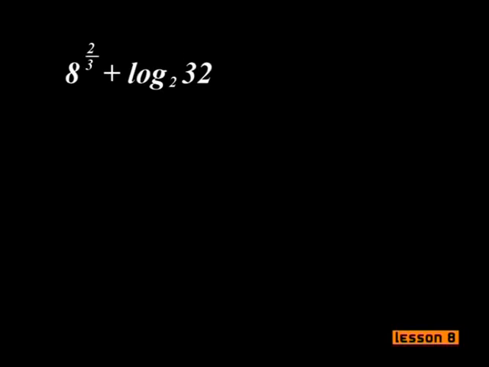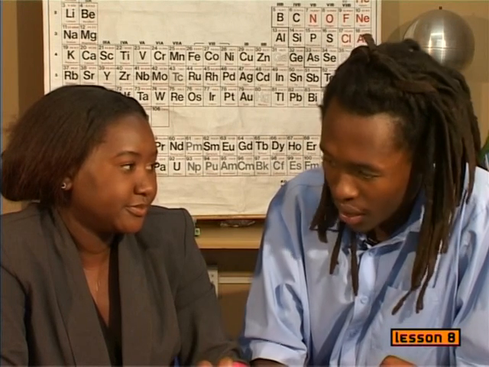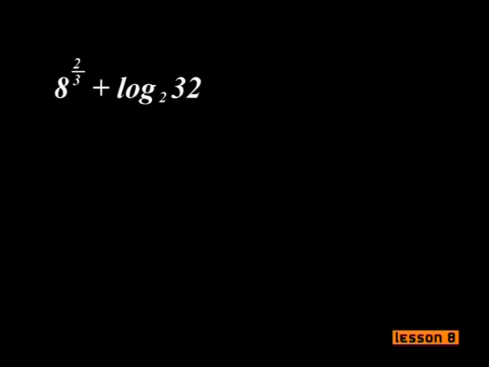Okay, here's another example for us to try. Do you want to try it on your own? Okay. First I need to write any numbers I can as exponents with prime bases. So 8 is 2 cubed and 32 is 2 to the power of 5.